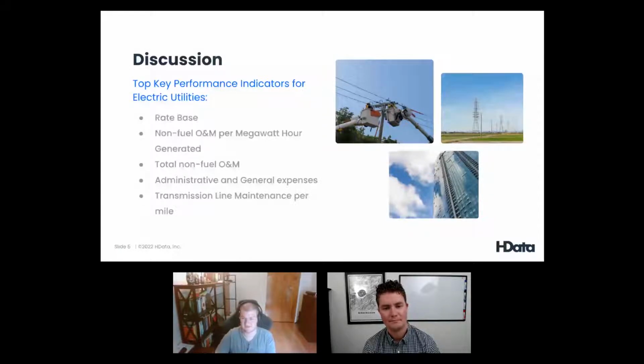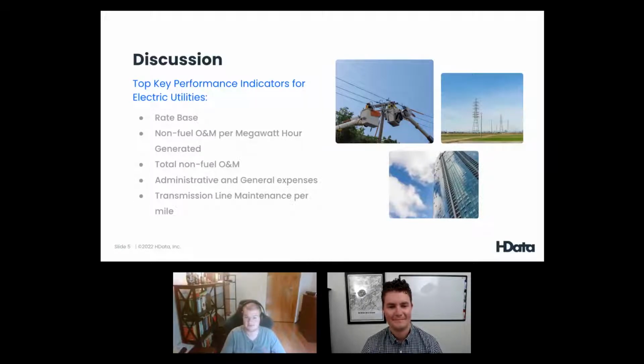The O&M is specifically targeting all the facilities that are generating the electricity. So we want to be able to normalize that in a way and then be able to compare that across different companies. That's a very industry standard metric in order to compare how effective you are at what you're working on. Same thing with total non-fuel O&M, just the overall O&M number. Of course, you want to see how that's fluctuating from year to year.